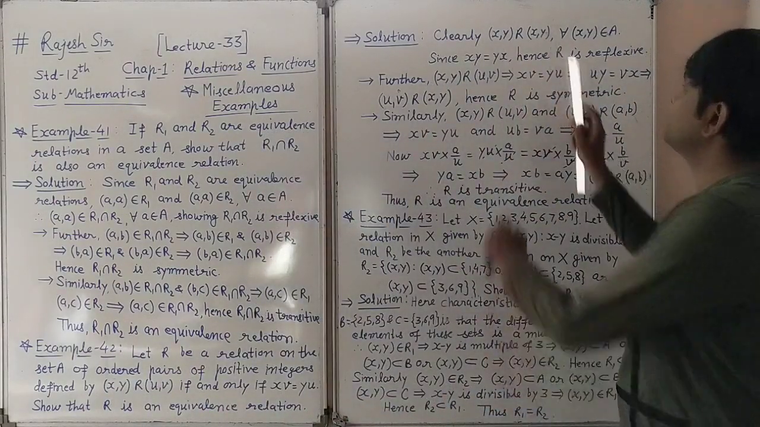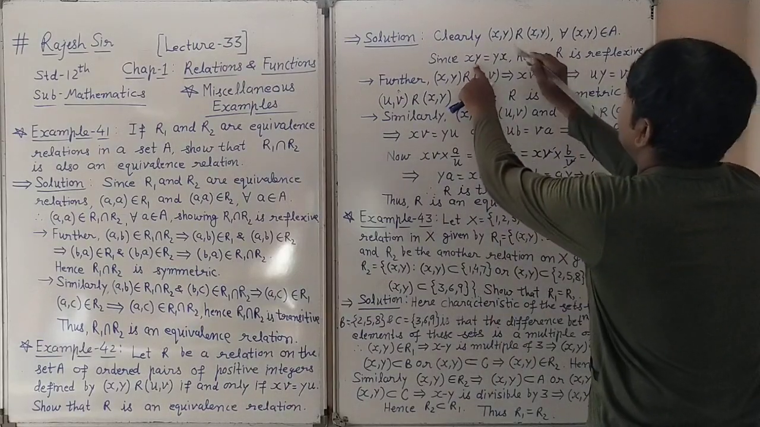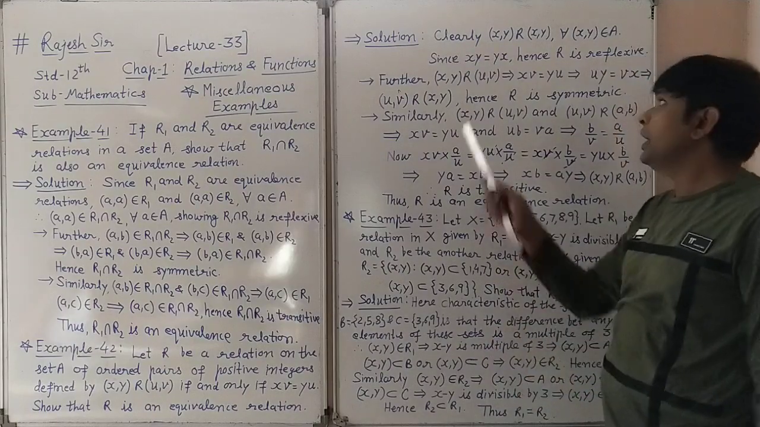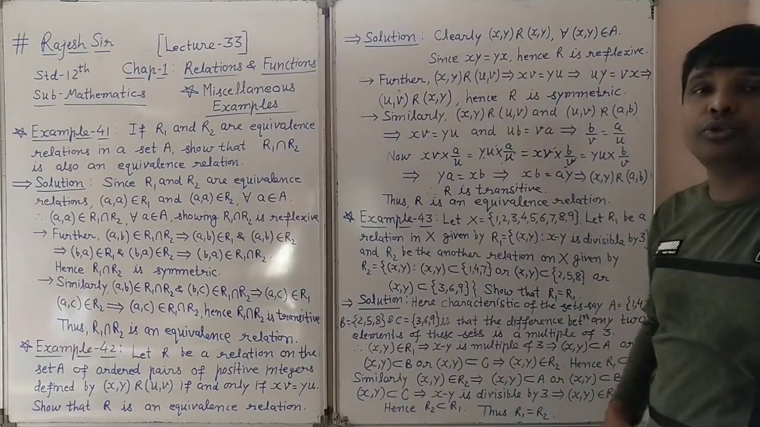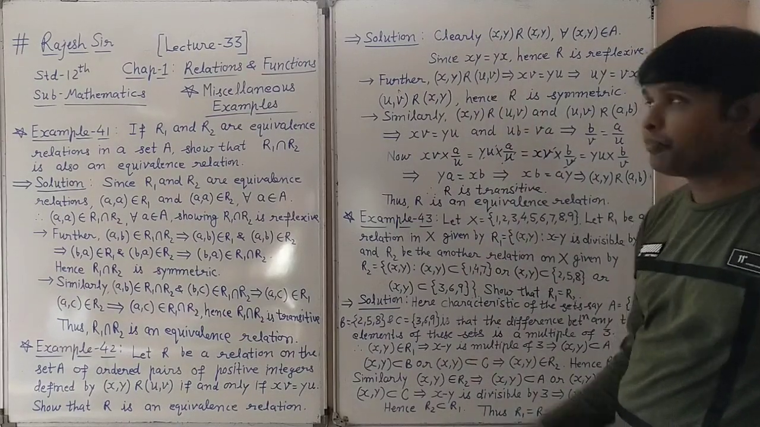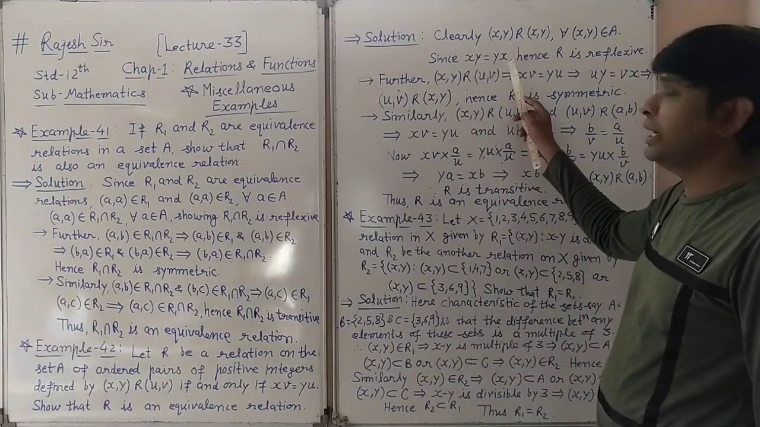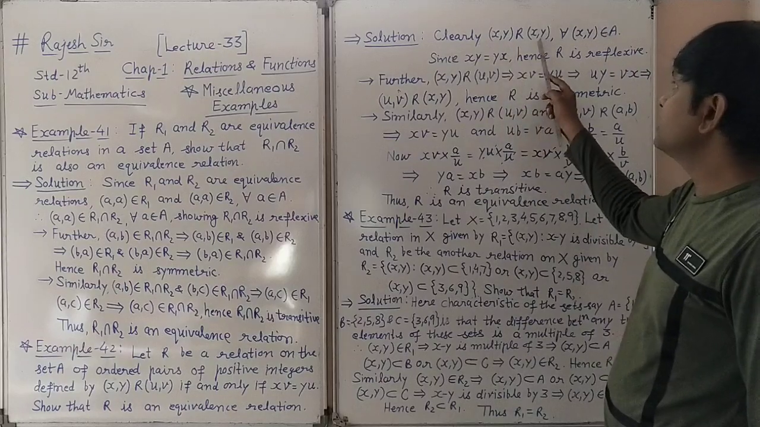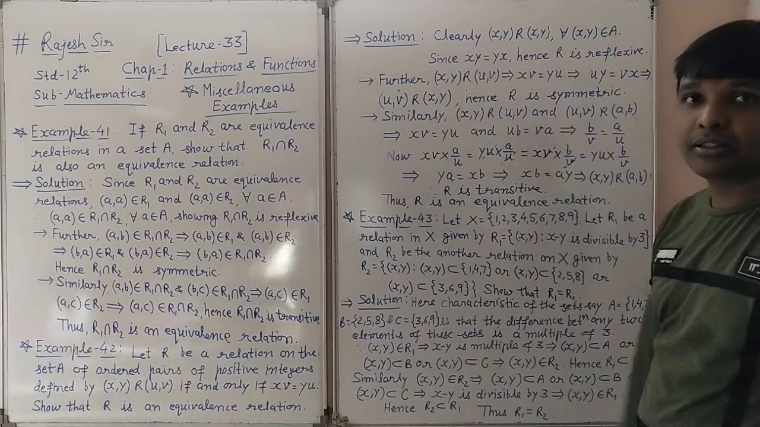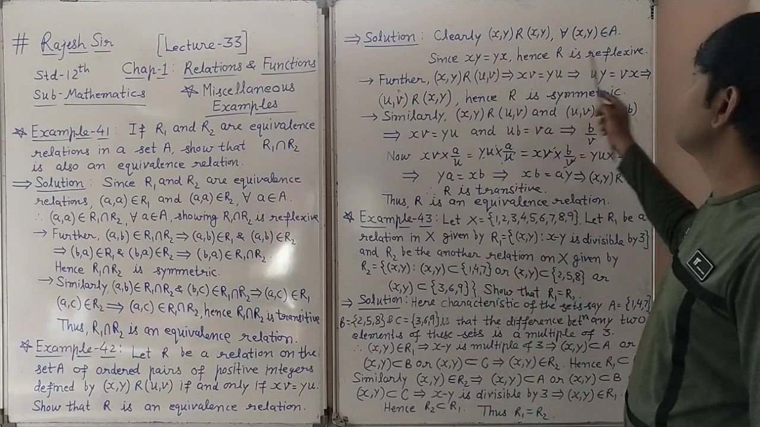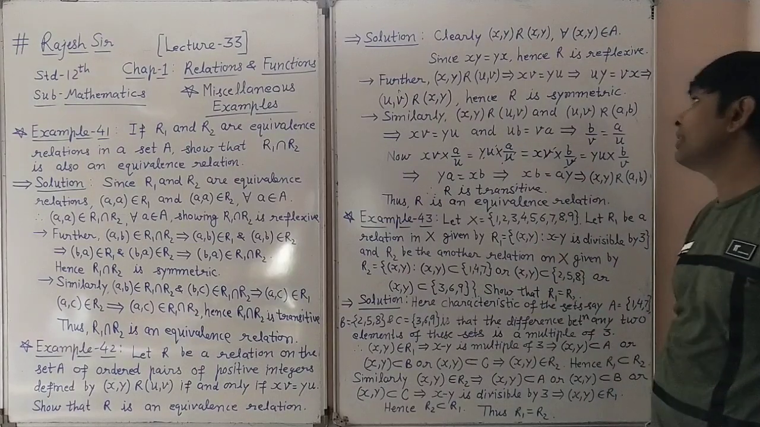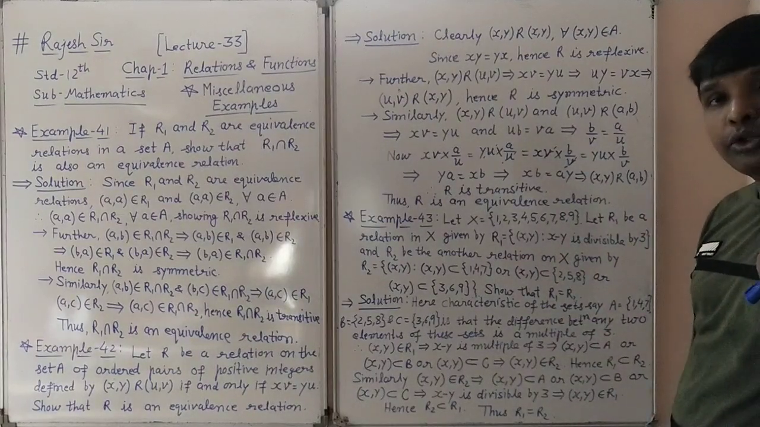x into y equals y into x. We can write this, and this is true. You know, xy equals yx is always true, because it is the commutative law in multiplication. xy will always be yx. So we can write this. And this, (x,y) related to (x,y), what does it show? It shows that the relation is reflexive. The same element, same pairs are there. So reflexive. Now we have to show symmetric.